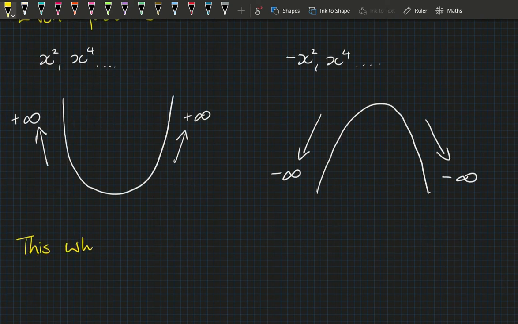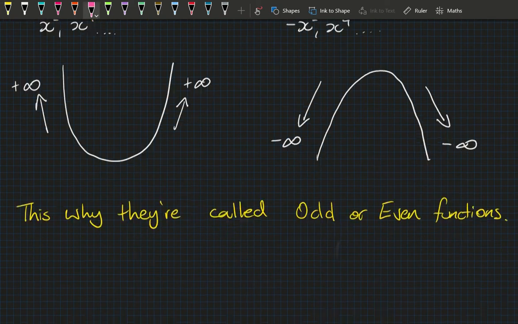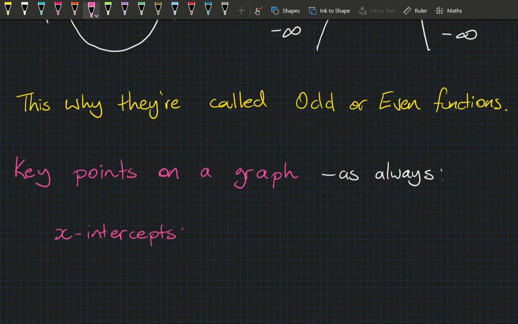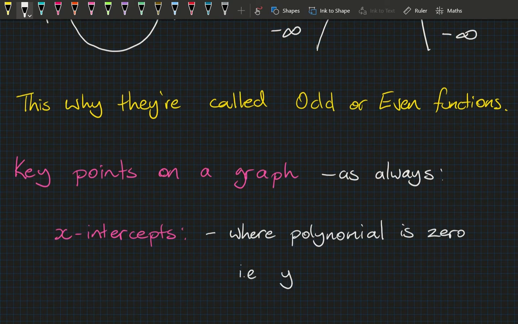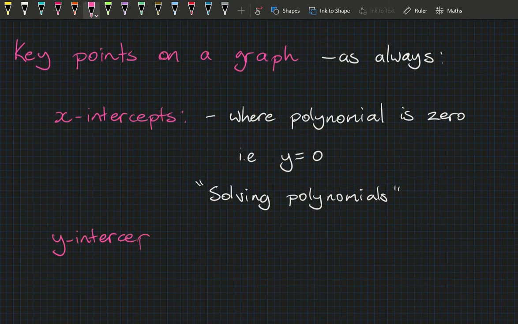And this is why we call them odd and even functions. But it doesn't matter what power of x we're dealing with here. The key points on a graph are always x-intercepts, which is just where the polynomial is 0, in other words, y is equal to 0. And this is where our last lesson becomes important, because this is the same as solving polynomials. And along with the x-intercepts, we always worry about the y-intercept, and that's simply where x equals 0, in other words, p of 0.